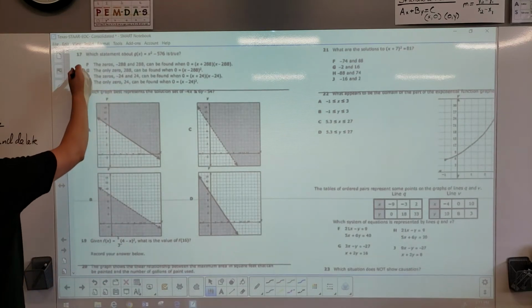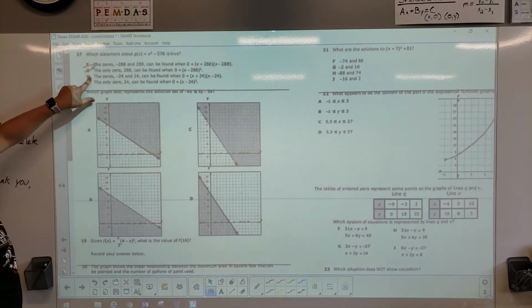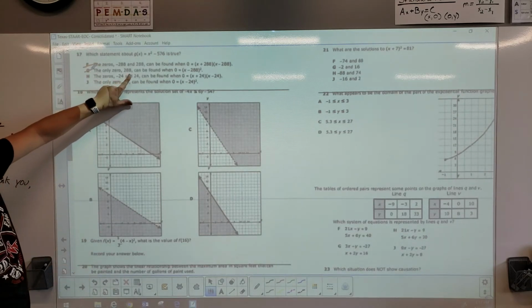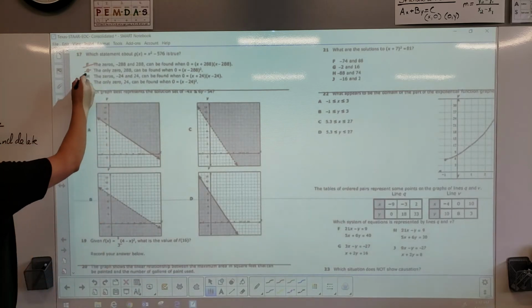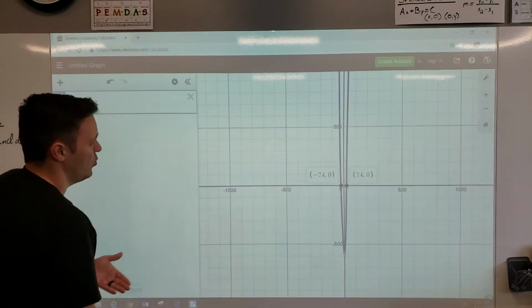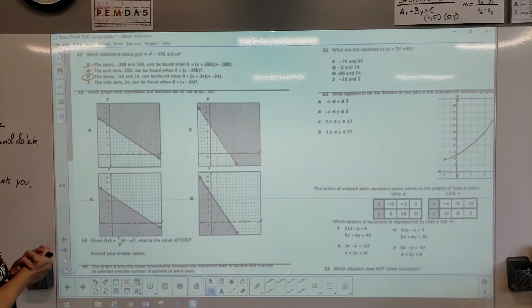2008 can be found. Nope, that's not it. The zeros, 28, no. The zeros of 24, negative 24, and 24 are correct. The only zero, no. So by plotting it out, we get the answer right away. Okay, it's not that difficult. Just make sure you guys do it.